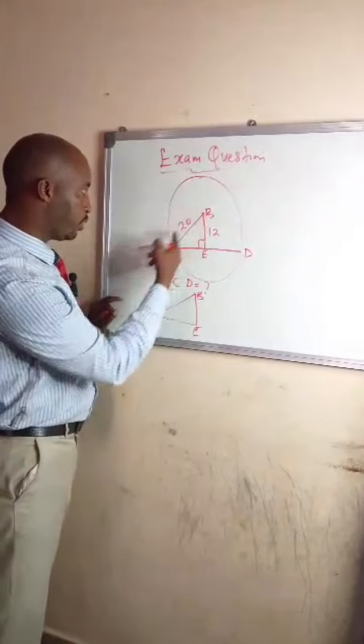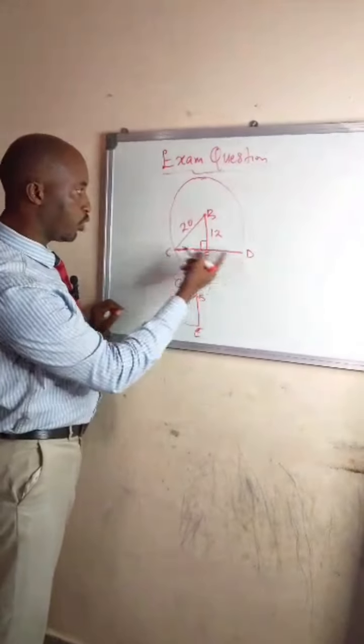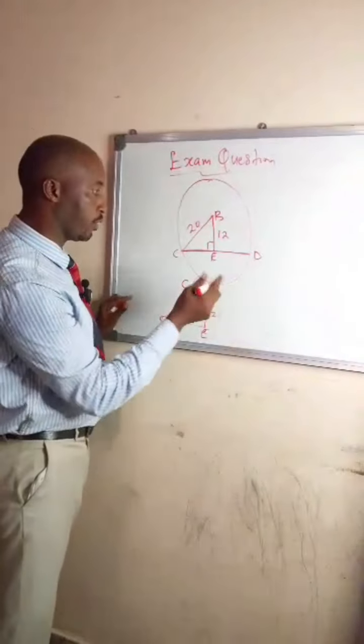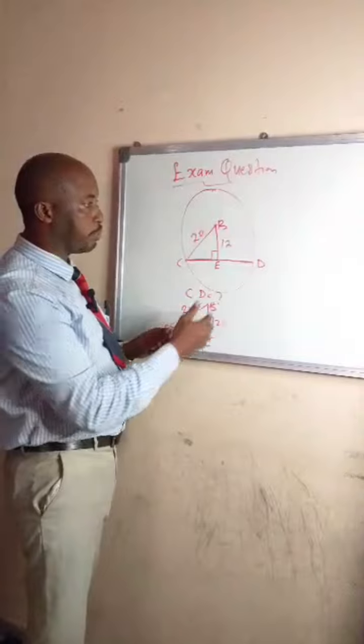Now for here, from B to C is what? Is 20. From C to E is not given. E to D is not given. But B to E is given as what? As 12. Please, I'll be snappy because of time. I want this thing to be captured very well. Now, you apply the Pythagoras theorem.